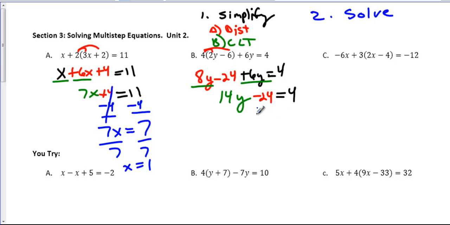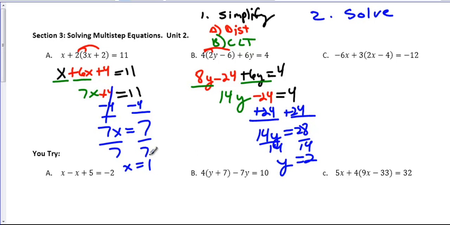Now I've simplified, now I could solve. So I'm going to go ahead and add 24 to both sides, and end up with y equaling 2. Okay? So again, this is solving multi-step equations.